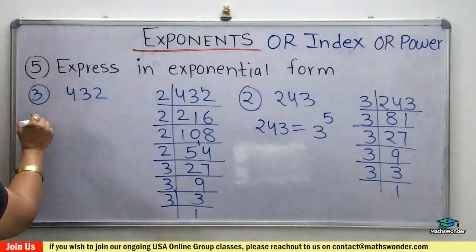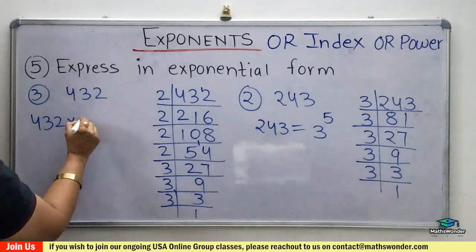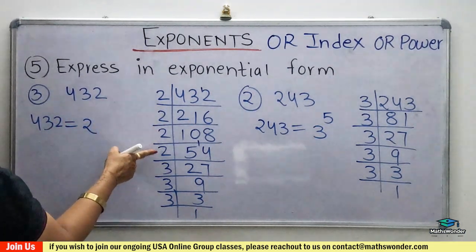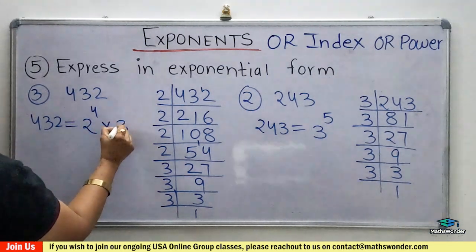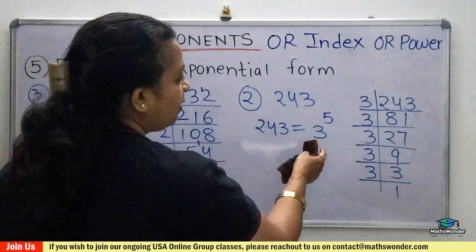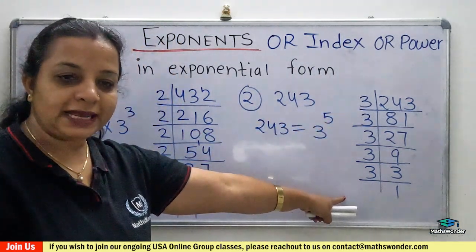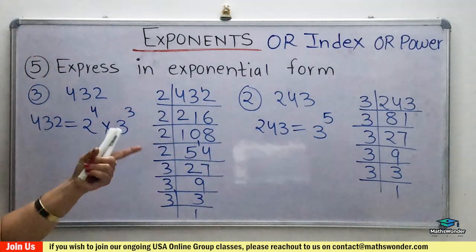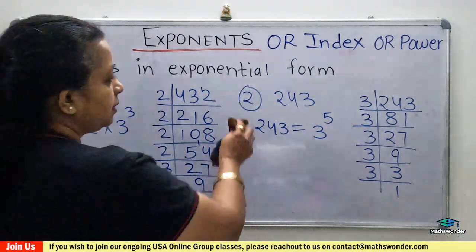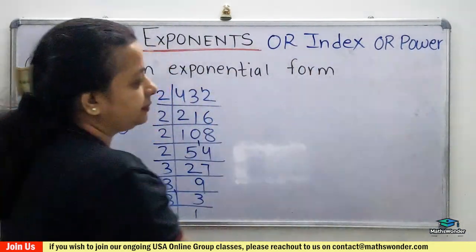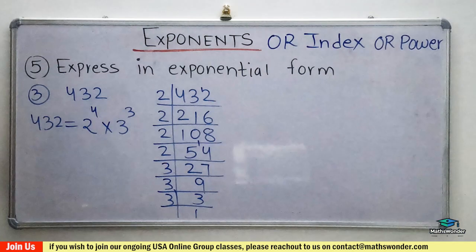So how many 2s? 432, you can write it in the exponential form as 2 raised to the power 1, 2, 3, 4, so 4, and 3 raised to the power 3. See? This is a different variation. If we have only one type of base, that is okay. If we have 2 types of base, that is okay. Okay? All right. Write down quickly, okay?